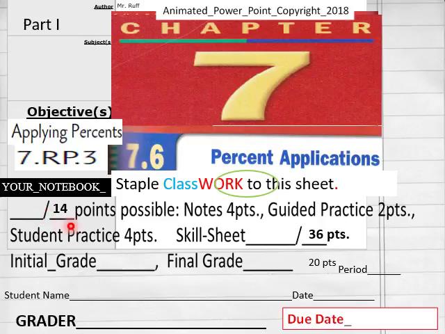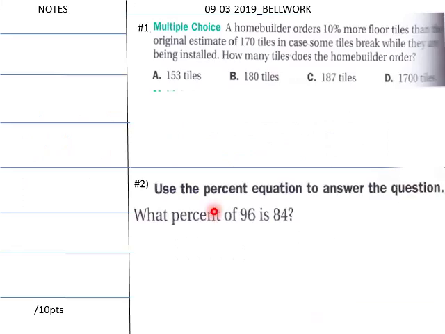Today we have 14 points of note-taking, and we have a 36-point class worksheet. If you do not have a class worksheet, email to get that. Today's bell work is a word problem for number 1, multiple choice, and number 2 is: what percent of 96 is 84?